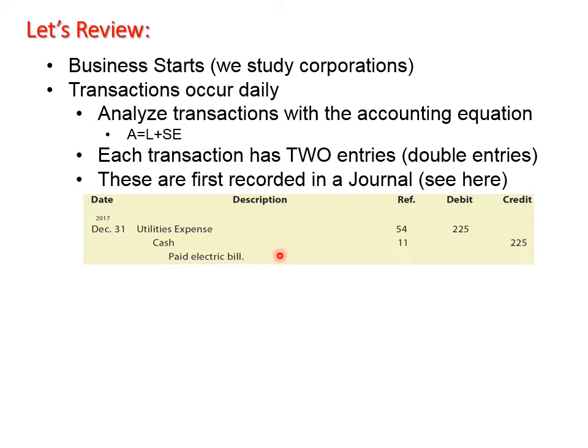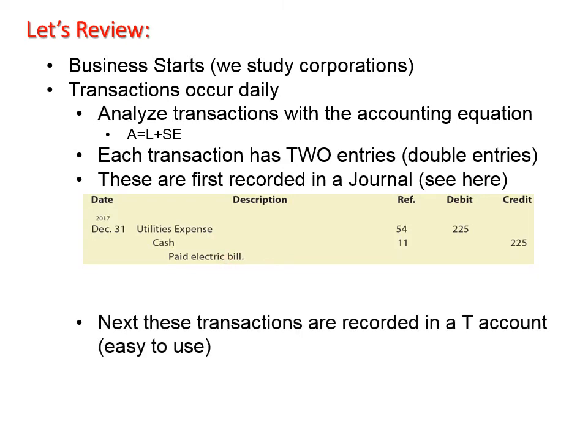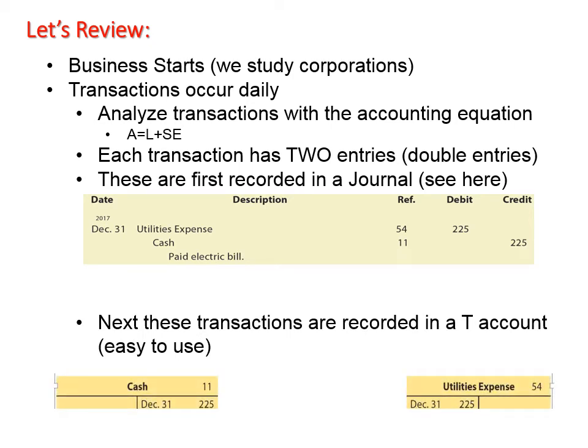Once the transaction has been recorded in the journal entry, after there have been several transactions, some companies do it once a day, some companies do it once a month. Then these transactions are recorded into a T account because this T account is easy to use. So as you can see here, we have the debit under utilities, and it is being recorded in this utilities expense.